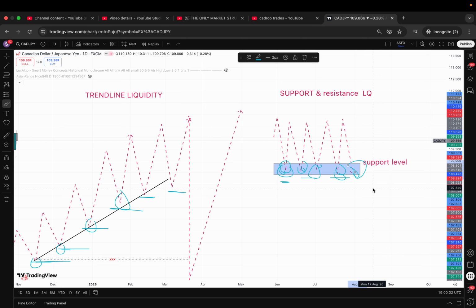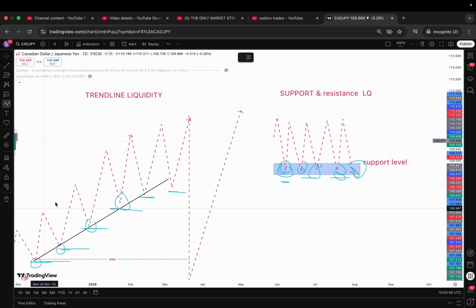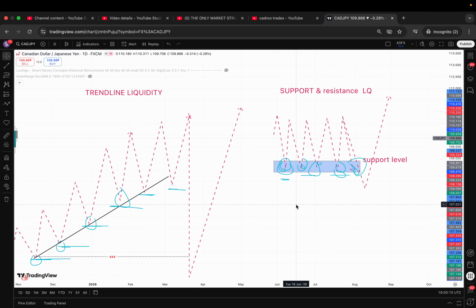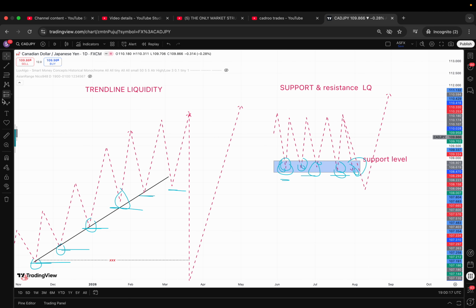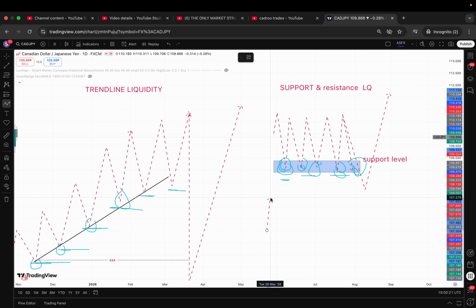They believe that price is going to keep respecting it, but at the end of the day they end up being liquidity because you always see a breakout, the market doing something like this and continuing bullish. Always happens. And then retail traders sell at resistance.